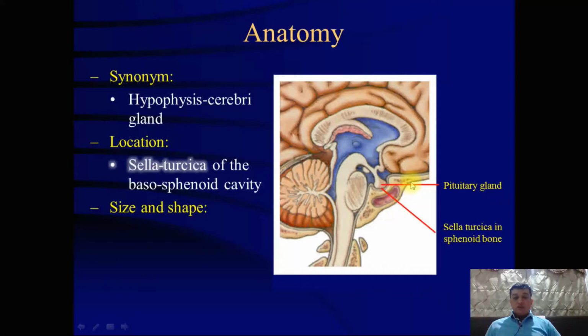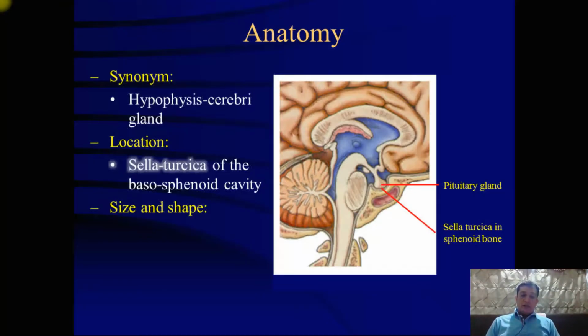There are many cranial bones, and one of the cranial bones is the sphenoid. In the basal cavity of this sphenoid bone you have a depression, this fossa, the sella turcica, and there you have the location of the pituitary gland. So if someone asks you where the pituitary gland is located, the location is in the sella turcica of the basal cavity of the sphenoid bone, which you call the basisphenoid cavity.